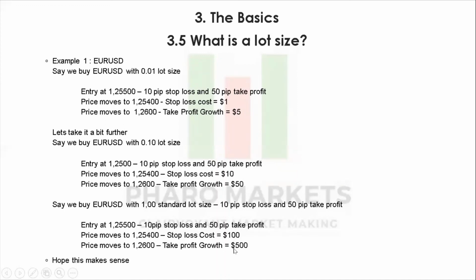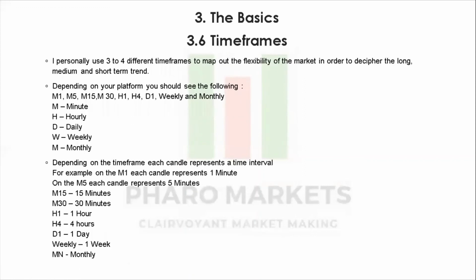Hope it makes sense. Now, the last thing is time frames. Personally, I use 3 to 4 time frames to map out the market and decipher the long, medium, and short-term trend. Depending on your platform, you should see the following: M1, M5, M15, M30, H1, H4, D1, weekly and monthly. So the M stands for minute, H for hourly, D for daily, W for weekly, and M for monthly.